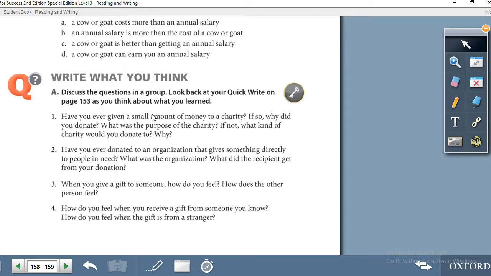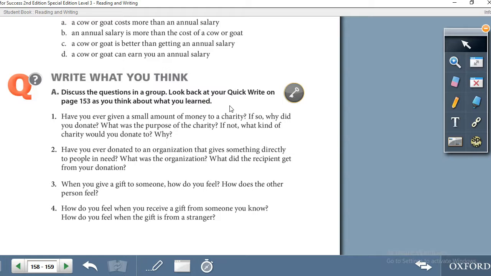Write what you think. Exercise A, discuss the questions in a group. Look back at your quick write on page 153 as you think about what you learned. Number 1, I will just go through the questions for you. Have you ever given a small amount of money to charity? If so, why did you donate? What was the purpose of the charity? If not, what kind of charity would you donate to and why?